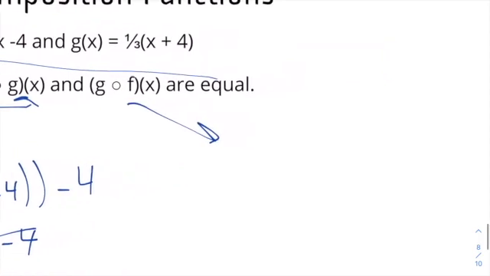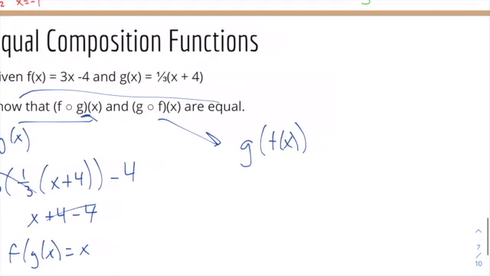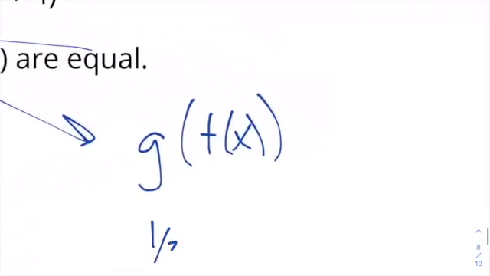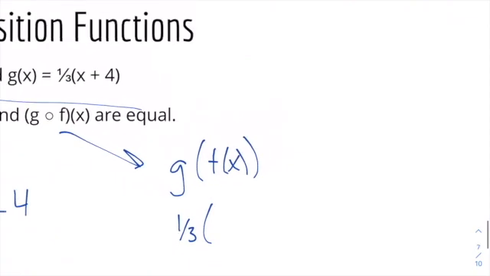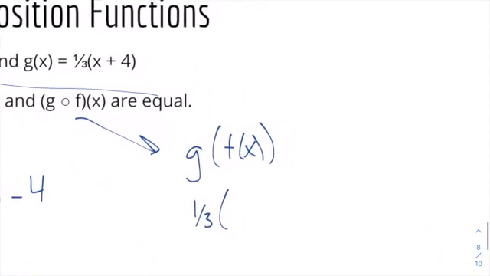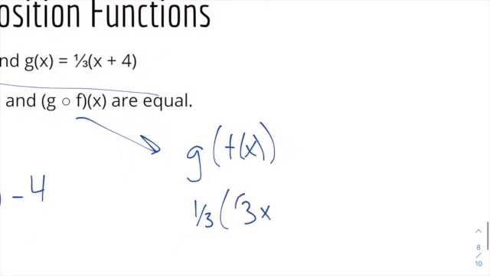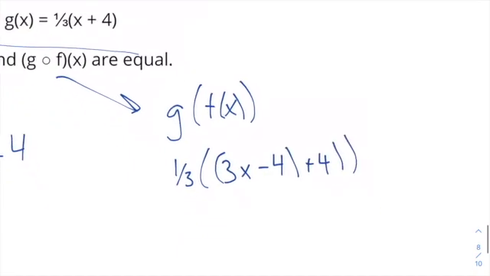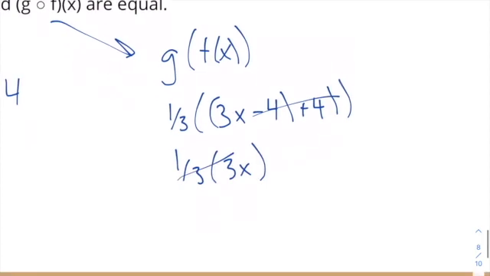G of f of x, this is the same thing as g of f of x, where I'm plugging in my entire function f of x into my g of x function. So I've got 1 over 3 times 3x minus 4 plus 4. I work in parentheses first, so this is 1 over 3. These will cross out, times 3x. These will cross out, and g of f of x is equal to x.